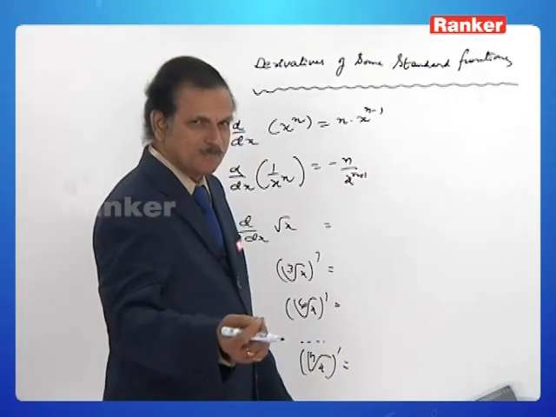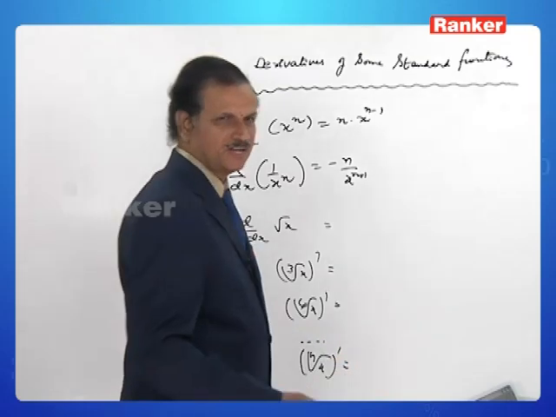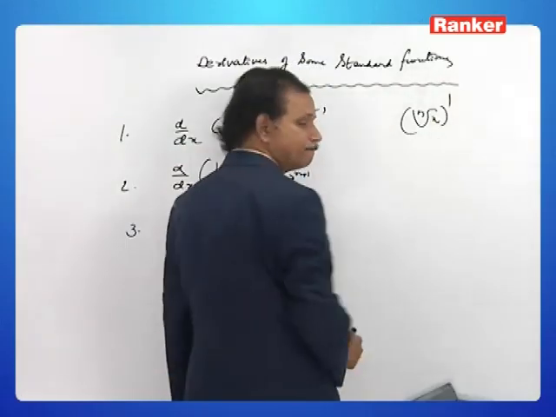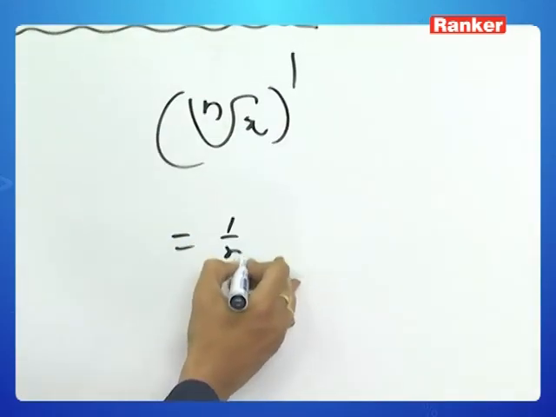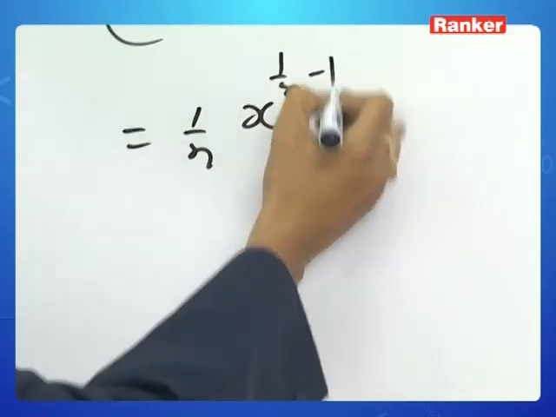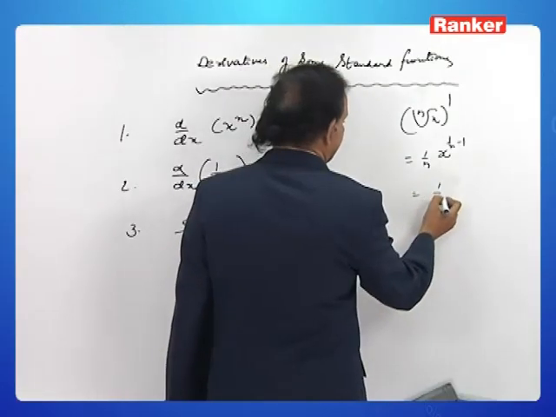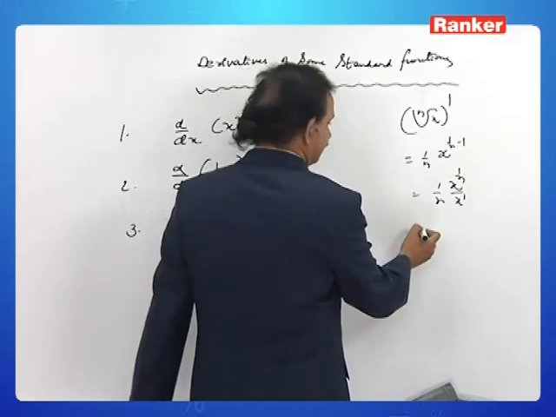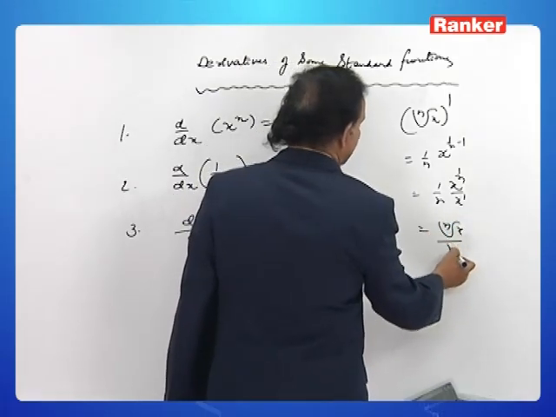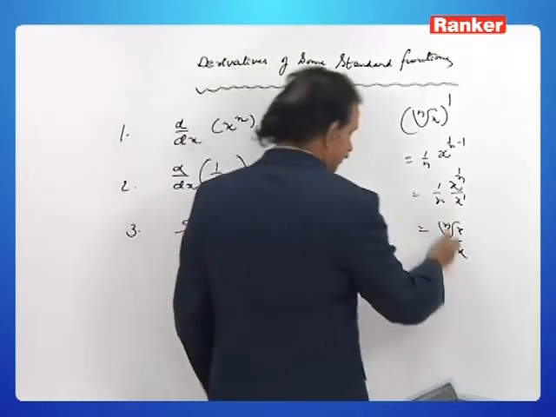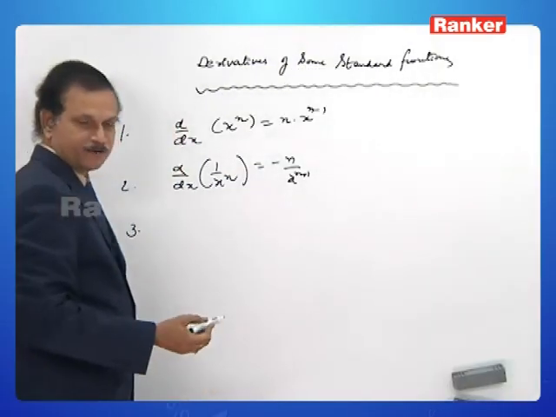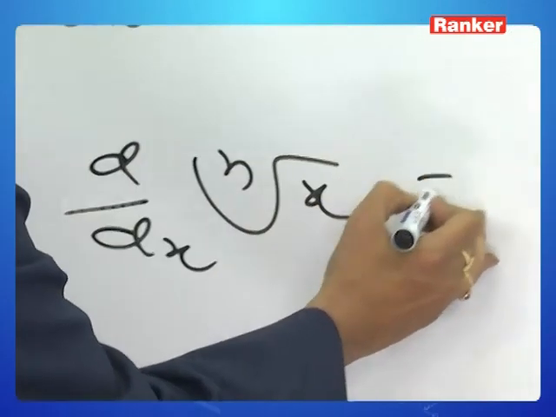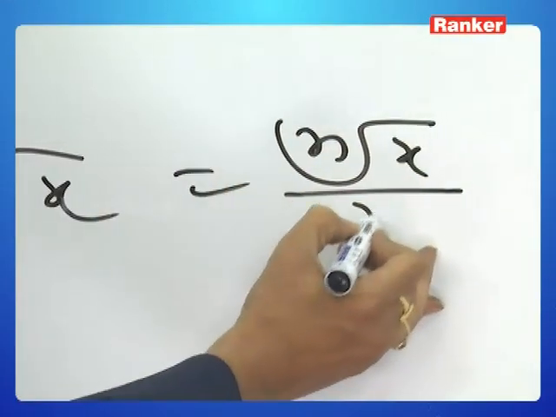What is nth root of x? Let us have a very simple piece of simplification at the side. Nth root of x is x power 1 by n. Its derivative is 1 by n into x power 1 by n minus 1. This is nothing but 1 by n into x power 1 by n by x power 1. It's nothing but nth root of x by nx, isn't it? So you keep this point in view. What is the derivative of nth root of x? Nth root of x by nx.